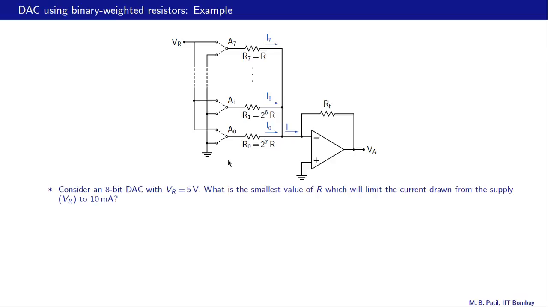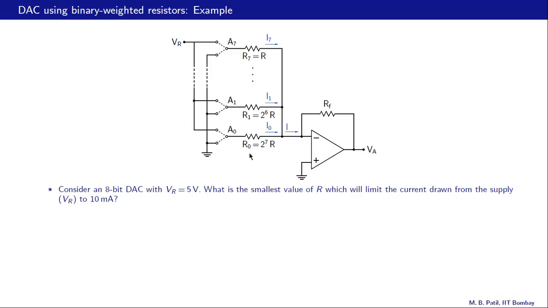When S0 is 0, this switch is in this position. Node A0 is at ground, and therefore I0 would be 0. On the other hand, if S0 is 1, then the switch is in that position. The potential here is VR, and then we do have a current VR divided by R0.